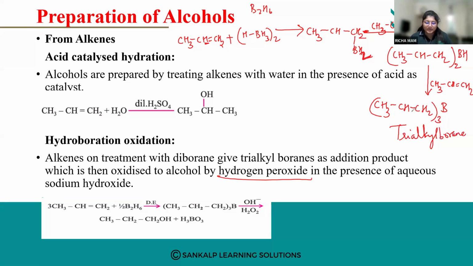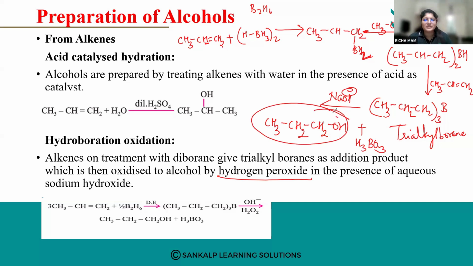Further, when I oxidize this in the presence of NaOH, when I do base hydrolysis, I am going to get the alcohol CH3 CH2 CH2 OH plus H3BO3. So that we are going to get the alcohol. So this is the hydroboration reaction. Fine. So let us go for the next one.